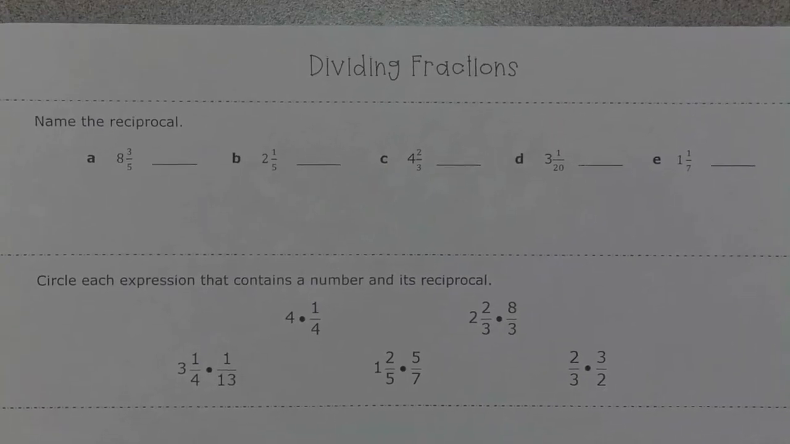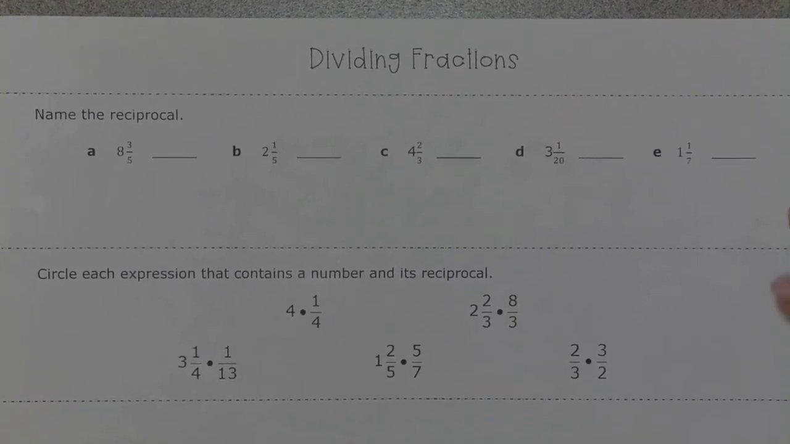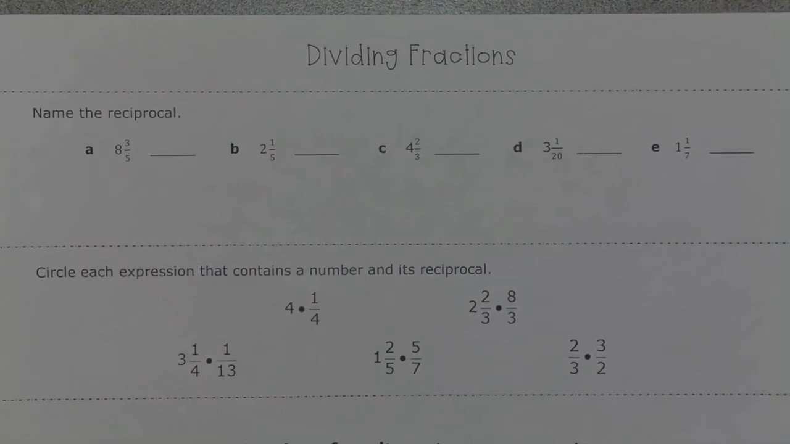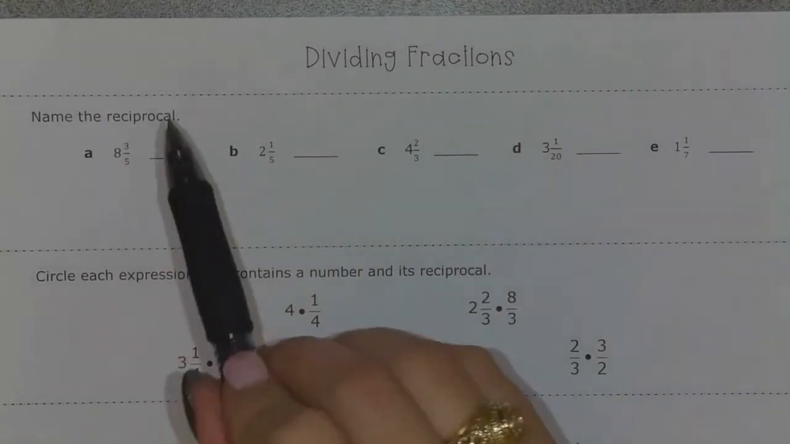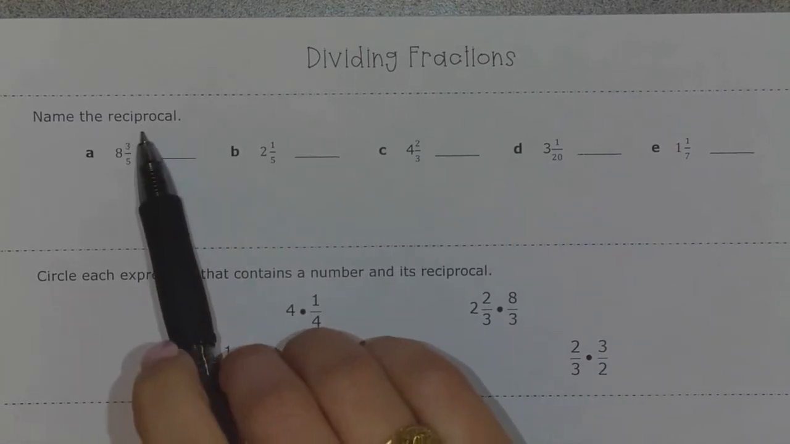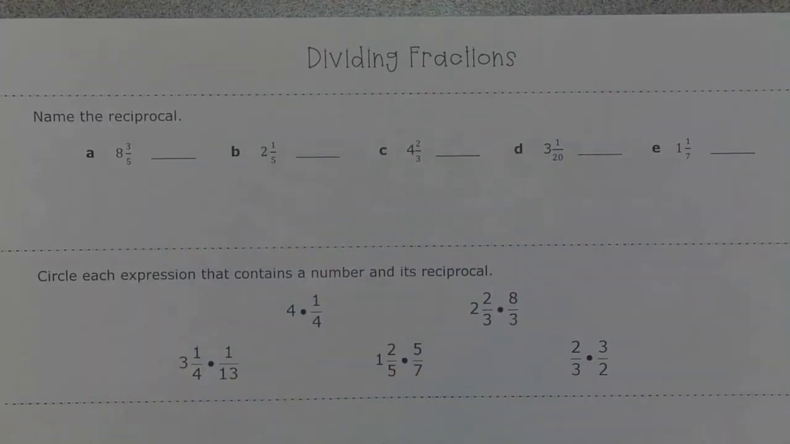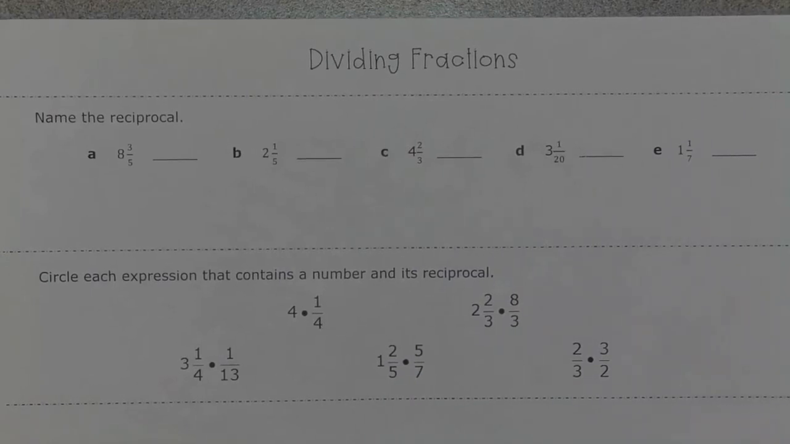All right, so we're going to talk about dividing mixed numbers, okay? So let's think about what we know from our previous video of dividing fractions. We know that a reciprocal is just a flipped fraction. So you take the numerator and the denominator and you switch their positions. You flip it upside down.